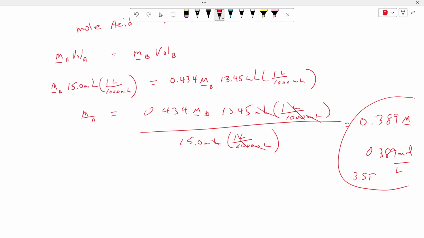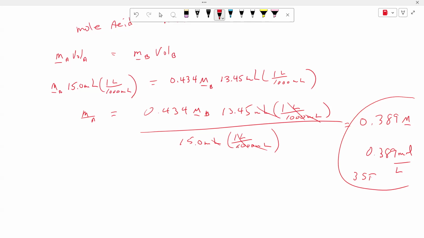Okay, so any questions about this process? And when you read through your lab, it'll explain this again, probably slightly differently than I did it. But the concept is exactly the same. Mole of acid, mole of base equal at the equivalence point. Only at the equivalence point.